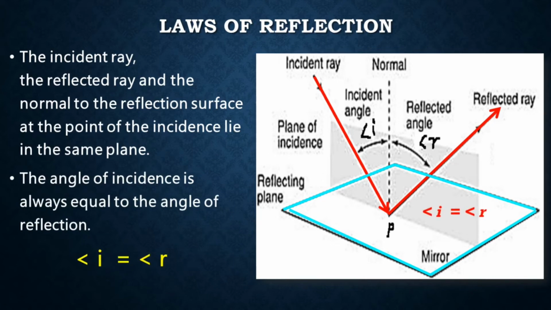That means angle I is equal to angle R. The laws of reflection is seen in both regular and irregular reflection. So light always reflects according to these two laws.